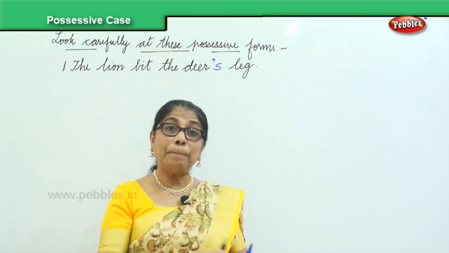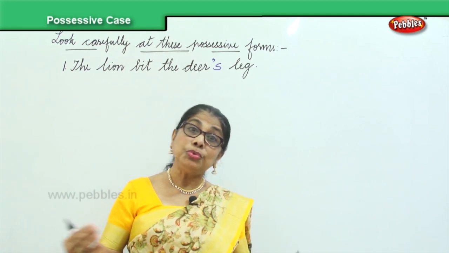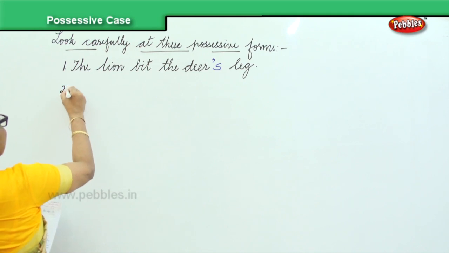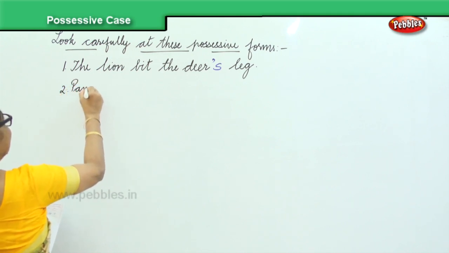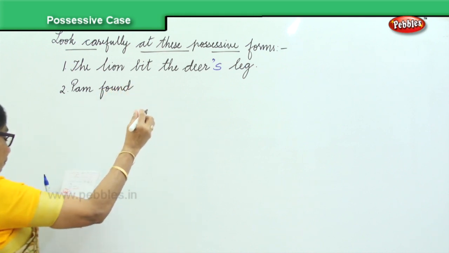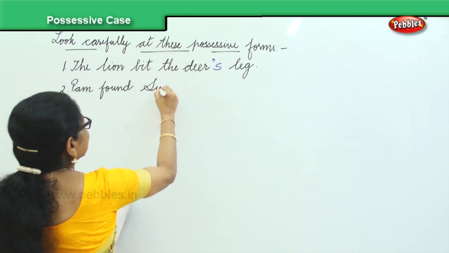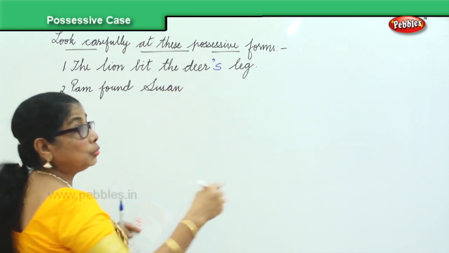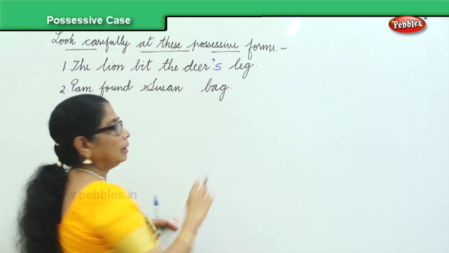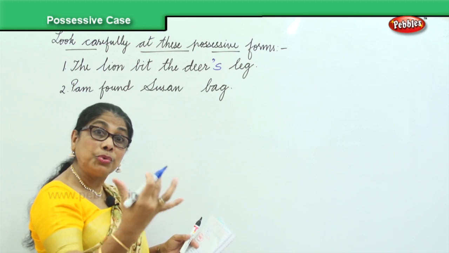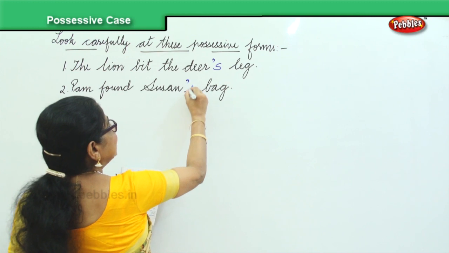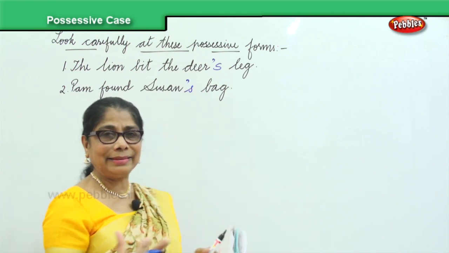The next one, Pam found Susan's bag. Pam found Susan's bag. Okay? Pam found Susan's bag. Okay. Susan's bag. Deer's leg. All right?